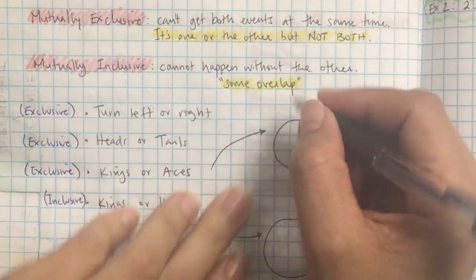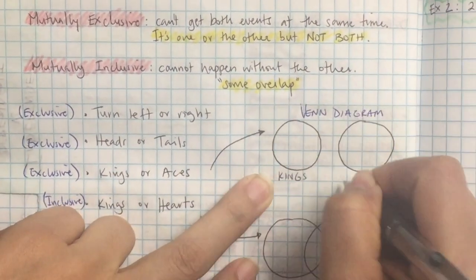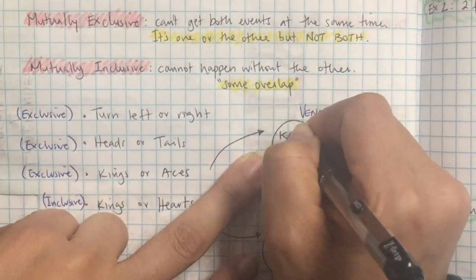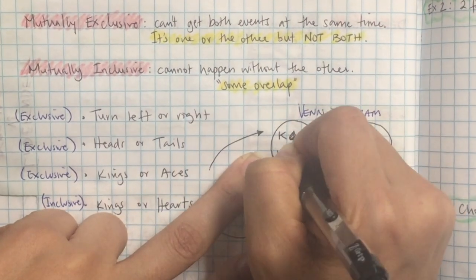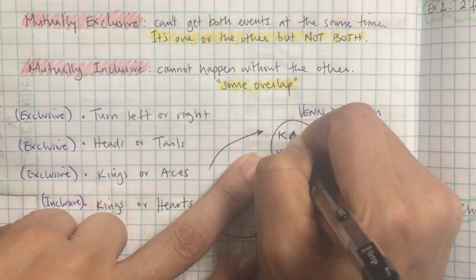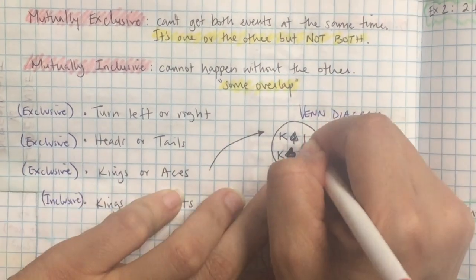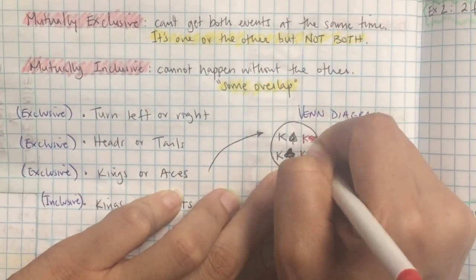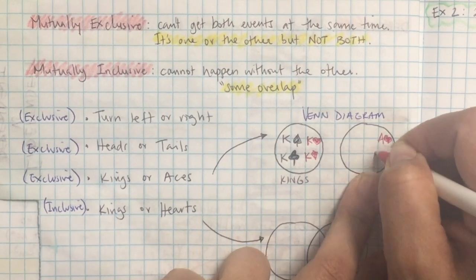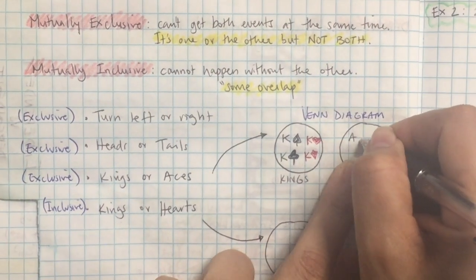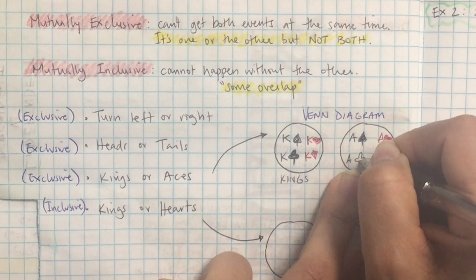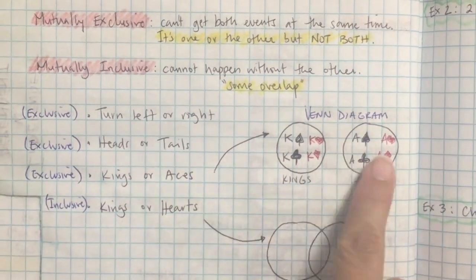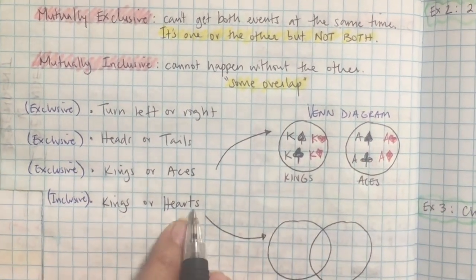All right, so let's go ahead and draw in the kings and the aces. So you have a king of spades, a king of clubs, a king of hearts, and a king of diamonds. The listening check: put a box around the Venn diagram and color it in. And same thing with the aces, the ace of clubs, ace of spades, ace of hearts, and the ace of diamonds. And you can see there's nothing in both.